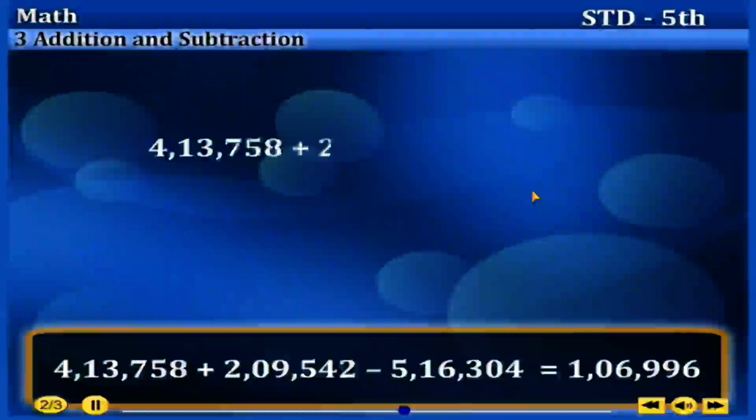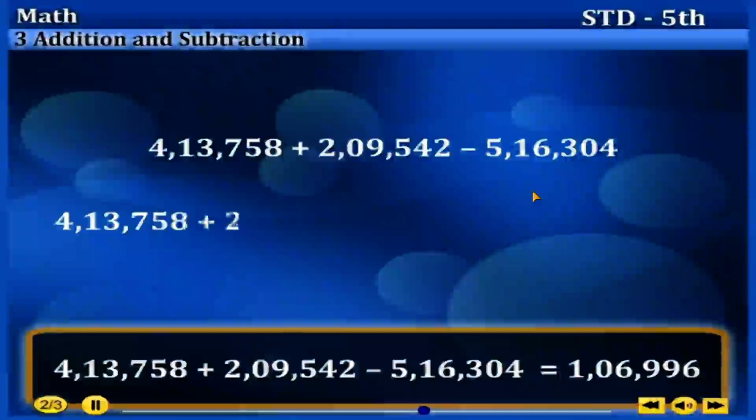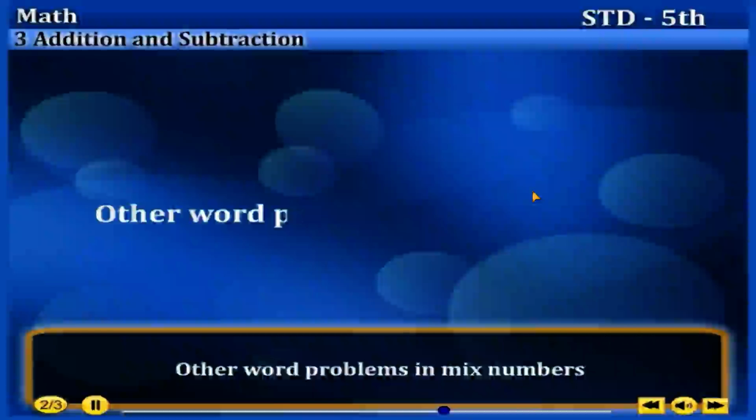4,13,758 plus 2,09,542 minus 5,16,304. 4,13,758 plus 2,09,542 minus 5,16,304 equals 1,06,996.